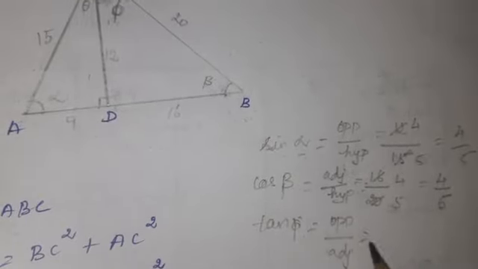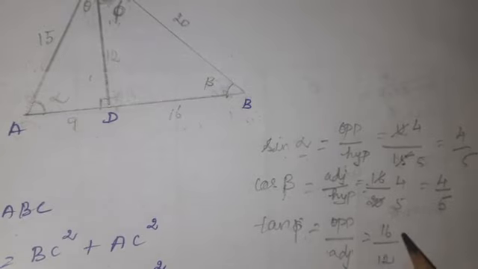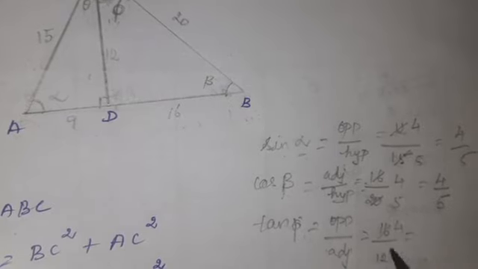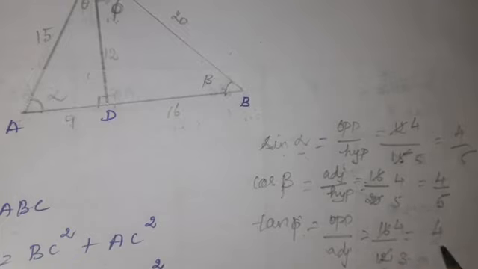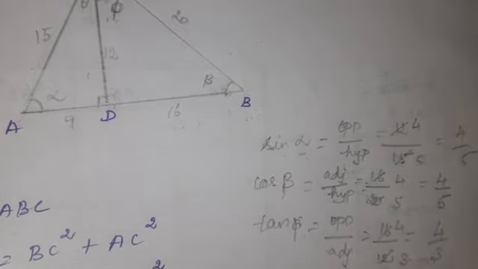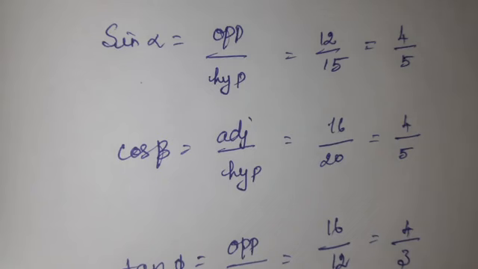So the opposite value is 16 and the adjacent value is 12. In the 4 table, when we cancel, it is 4 times and this one is 3 times. Therefore, the tan phi answer is 4 by 3. Now what I explained is what I have written here.